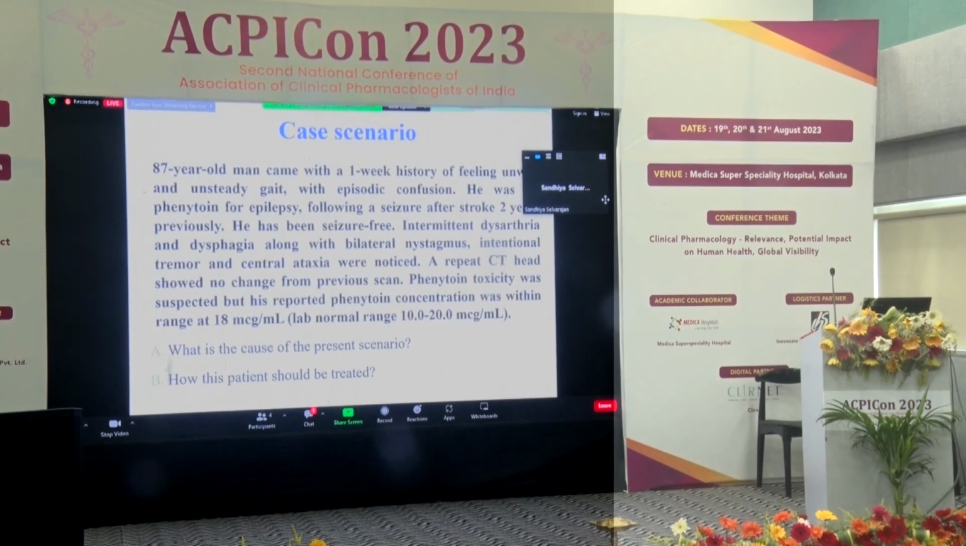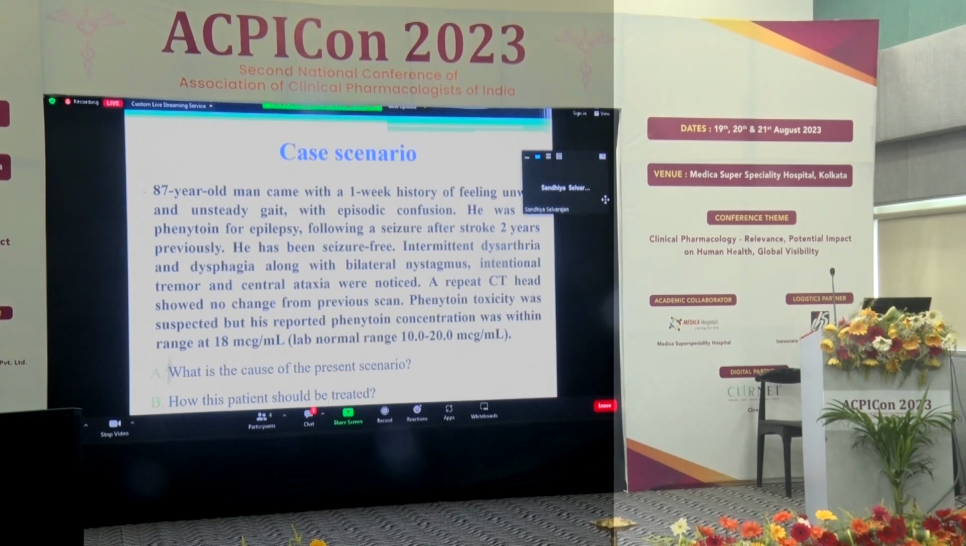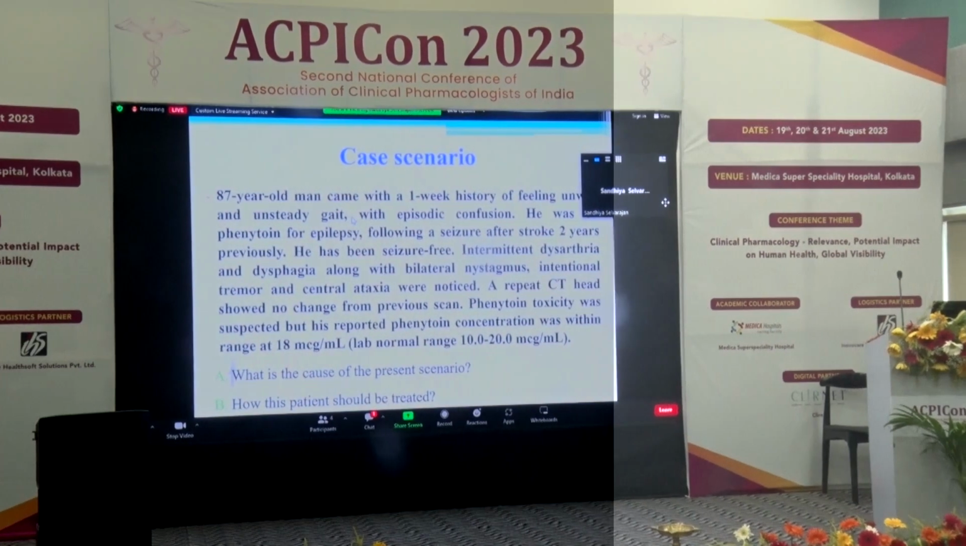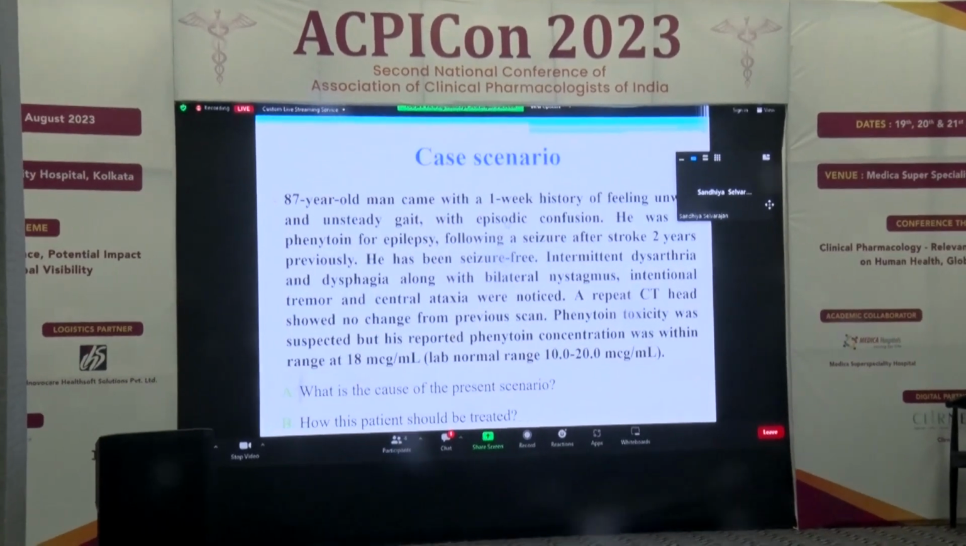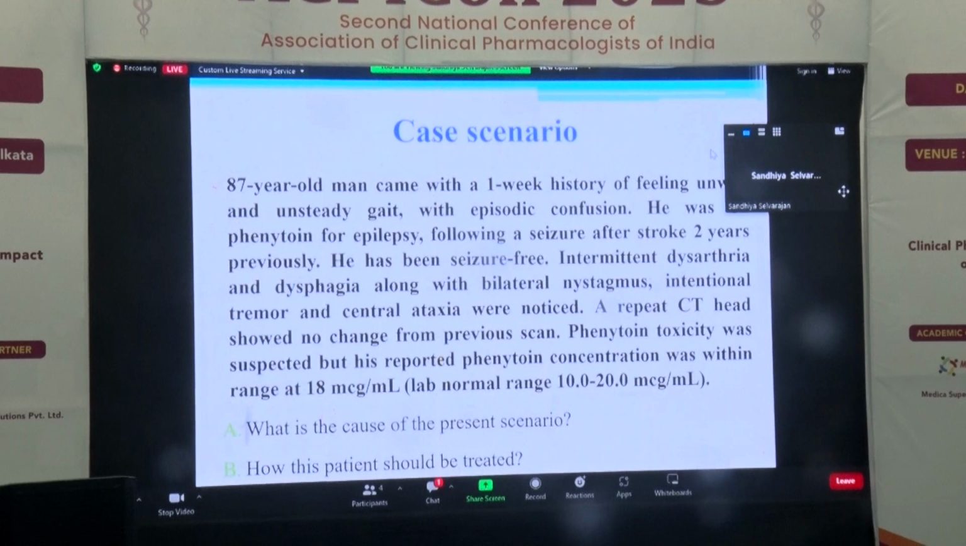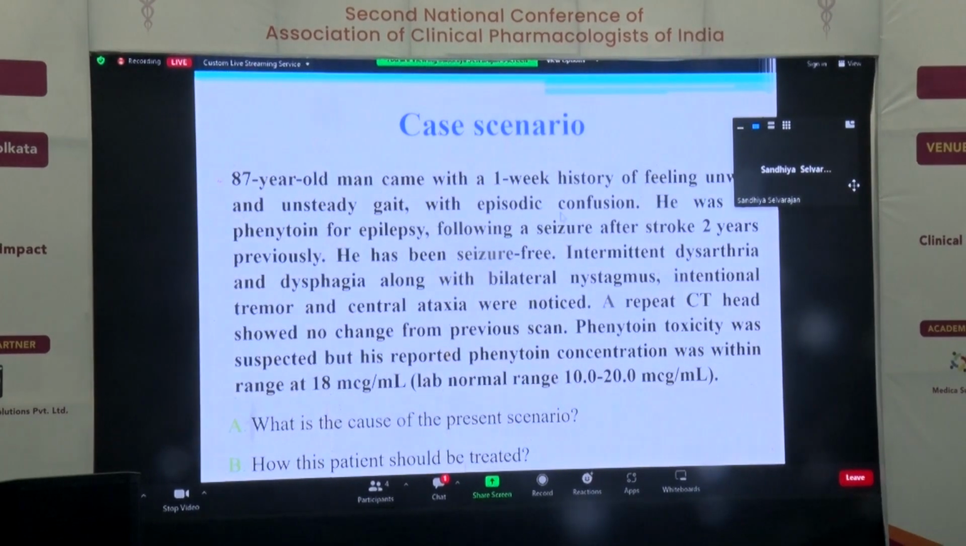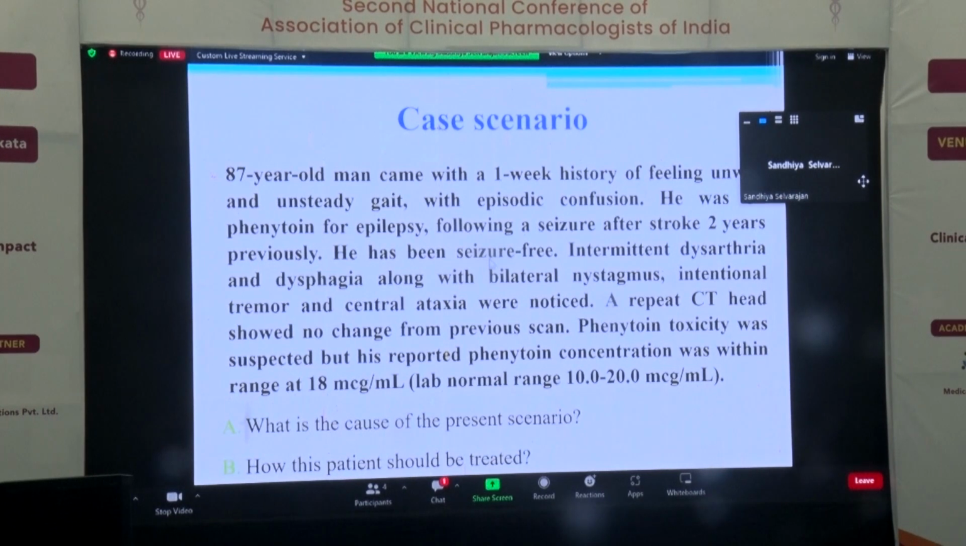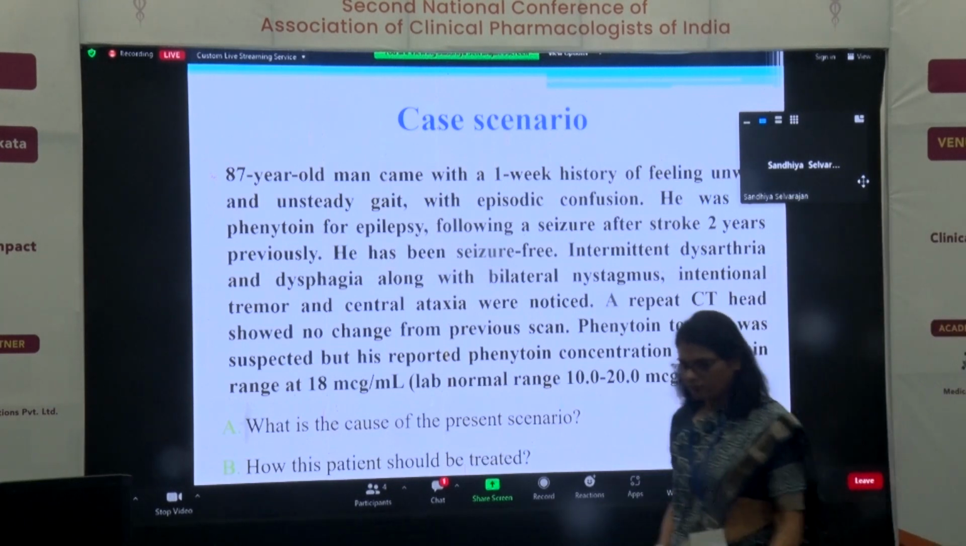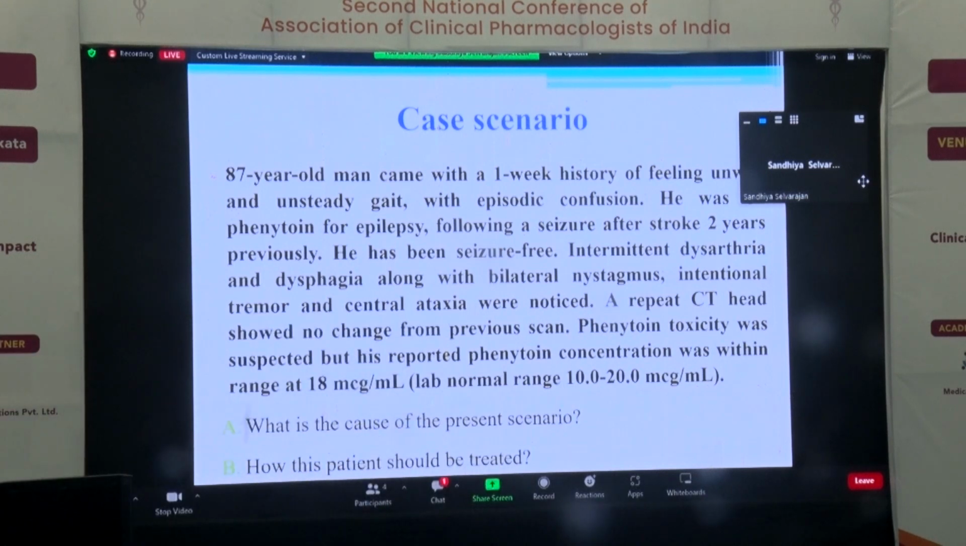So moving on to the first slide of my talk, let me start with a case scenario. An 87-year-old man came with a 1 week history of feeling uneasy with unsteady gait and episodic confusion. He was on phenytoin for epilepsy for the last 2 years, which occurred after a stroke. However, he has been seizure-free for the last 2 years. But currently he has developed intermittent dysarthria and dysphagia along with bilateral nystagmus, intentional tremor, and ataxia. When a repeat CT scan was taken, it did not show any change from the previous CT scan of the head.